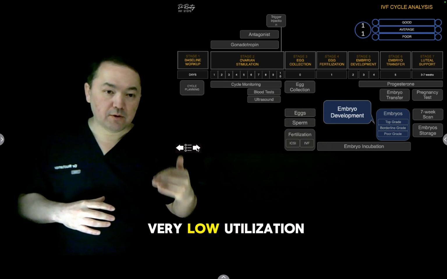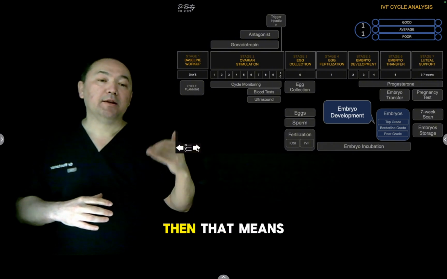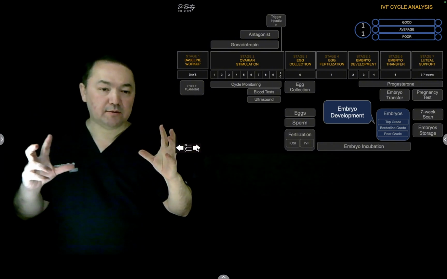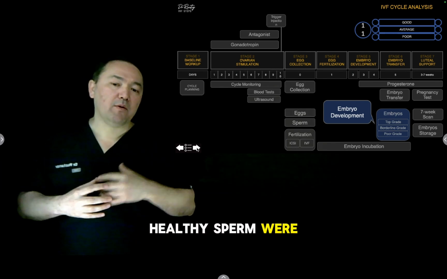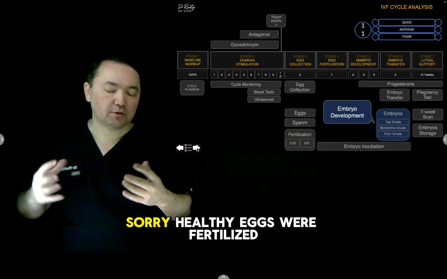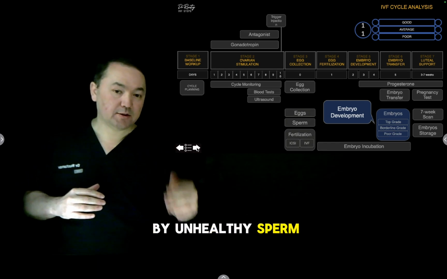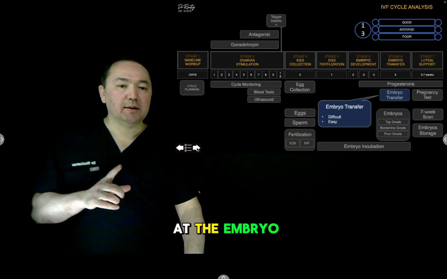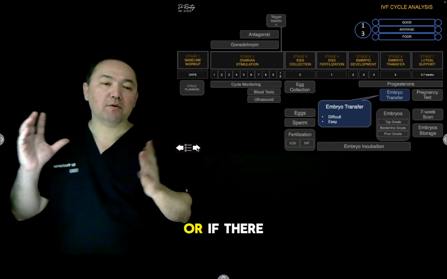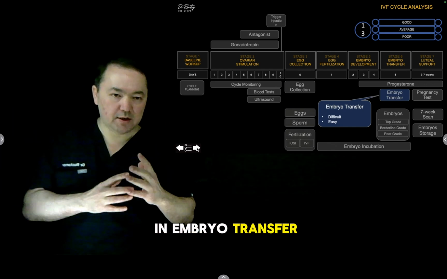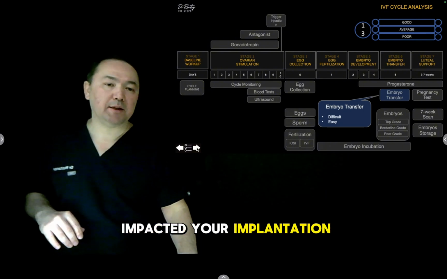If you have a very low utilization rate, then that means one of these three factors was not right, or by chance healthy eggs were fertilized by unhealthy sperm. Then you look at the embryo transfer: if you had an easy, straightforward embryo transfer, or if there were difficulties in embryo transfer which may have impacted your implantation.